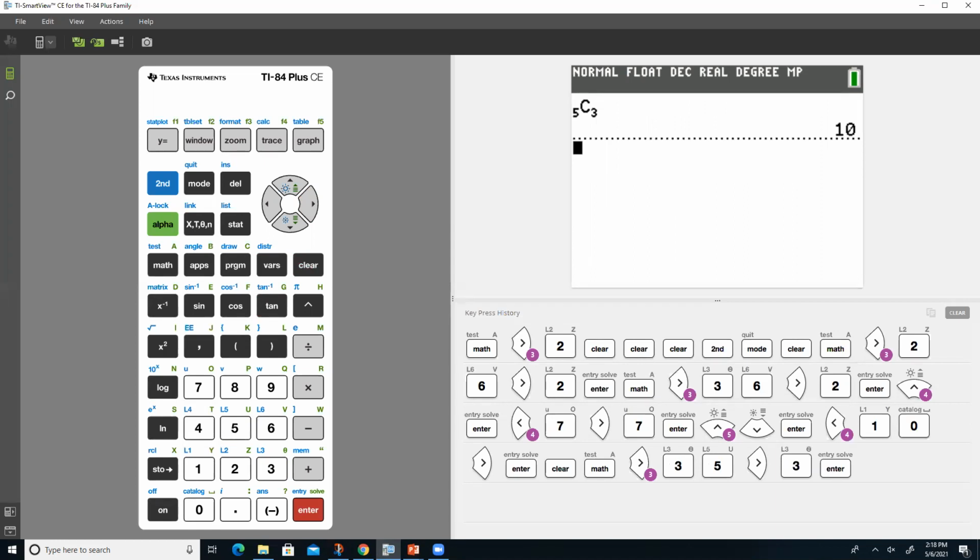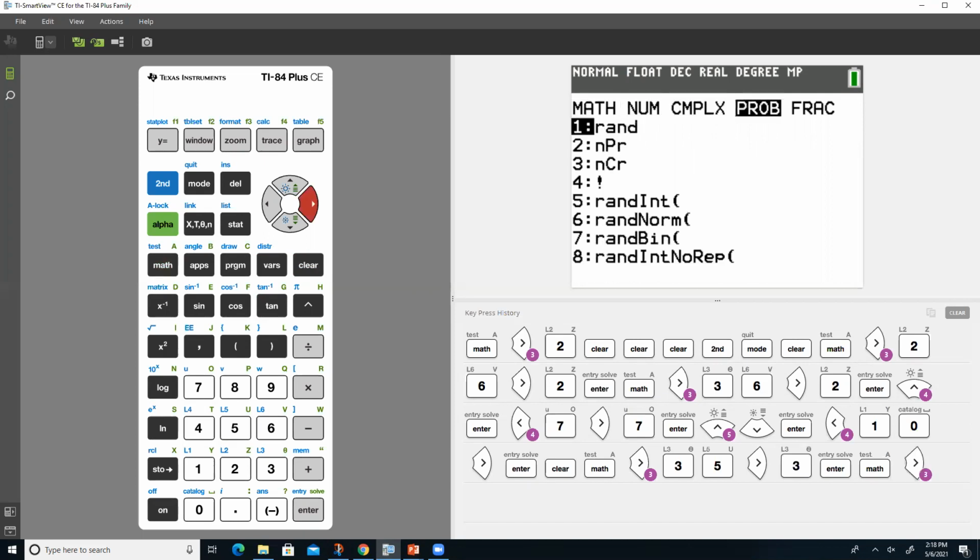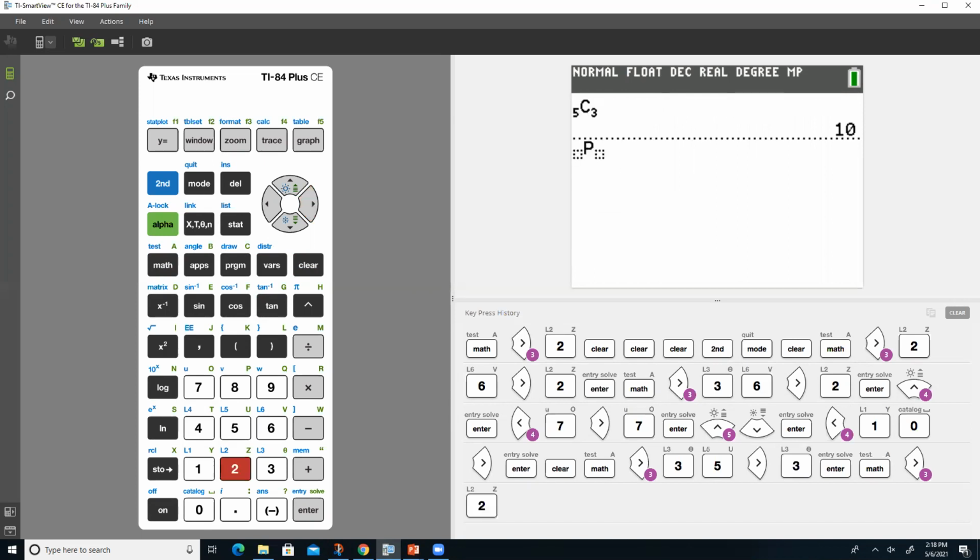Now, if the candy is different, then order matters. So we're going to go over to probability and choose nPr, or permutations. There are still five kids, but now that order matters, there are 60 ways I could hand out candy to those kids if the candy is different. So let's work a couple examples where we use permutations and combinations and solve some probability.